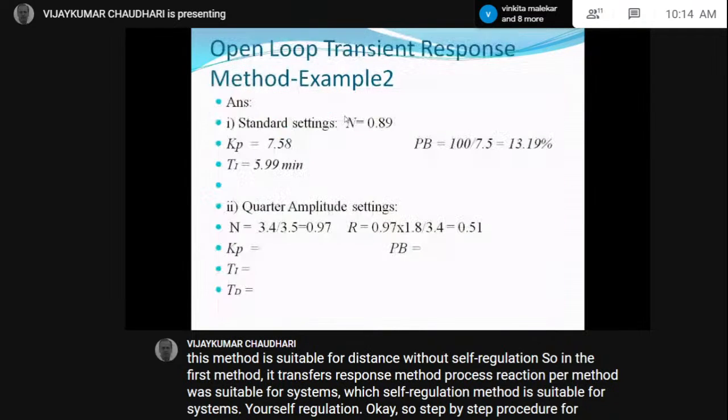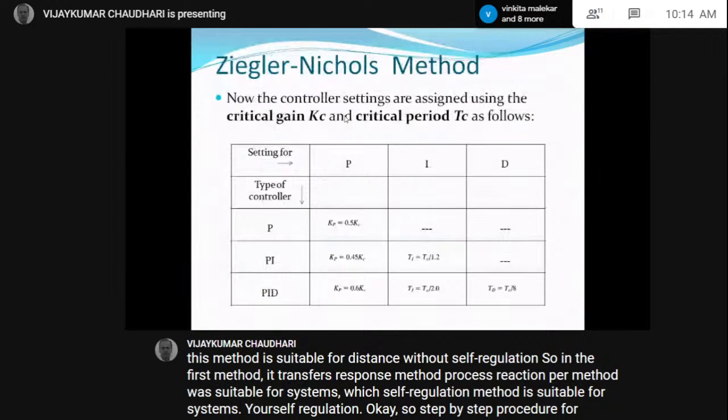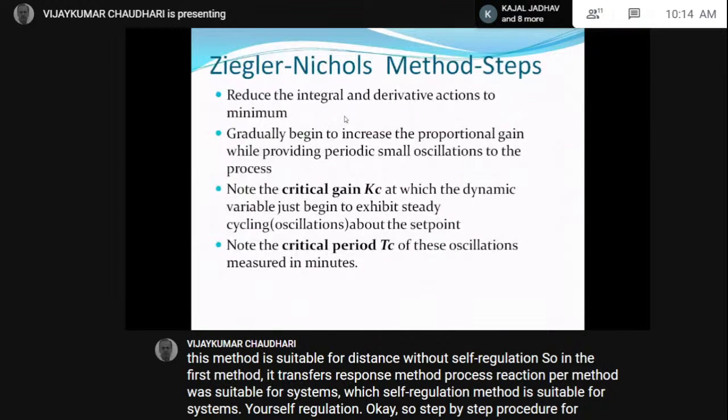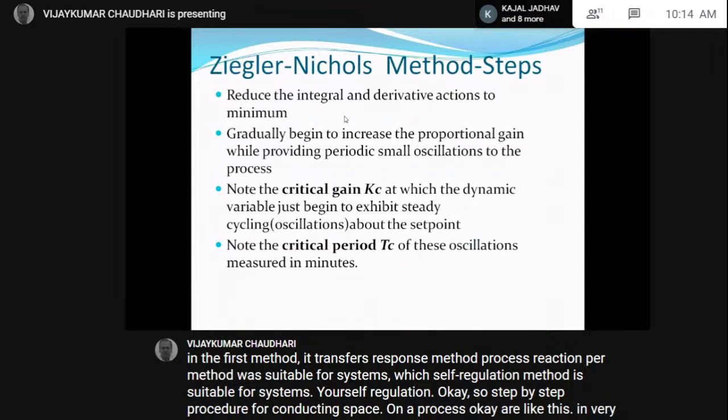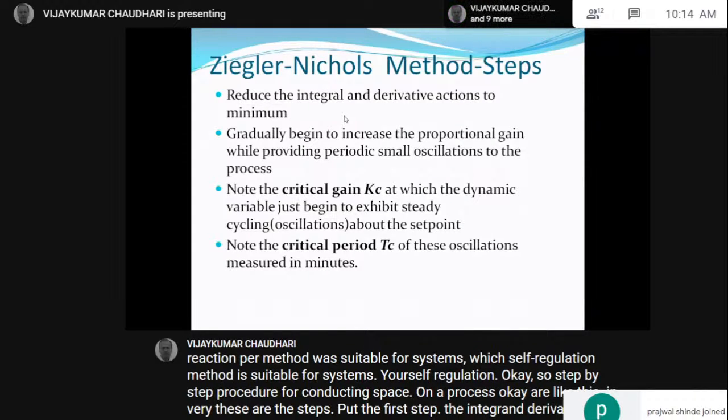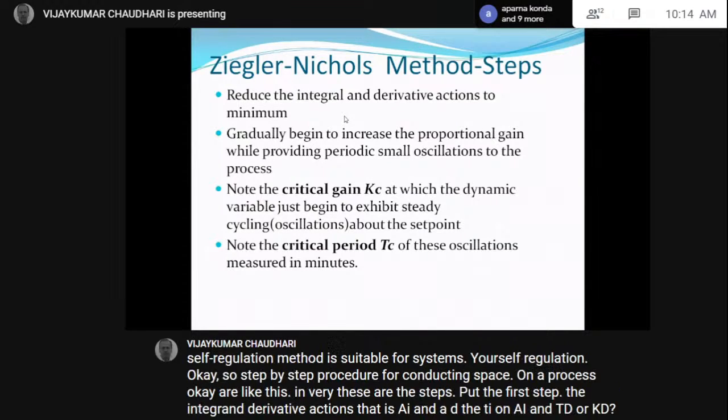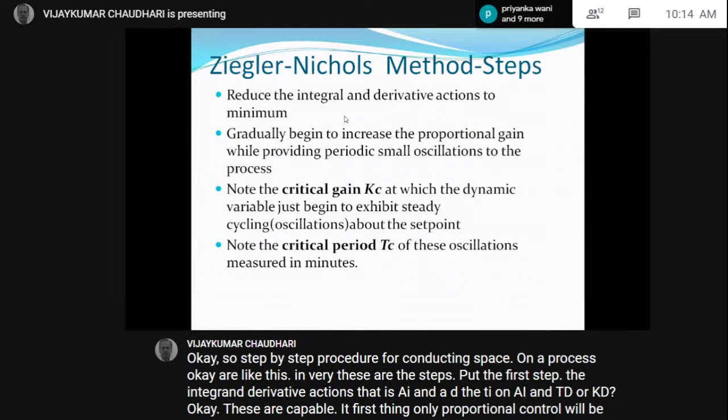So these are the steps. For the first step, the integral and derivative actions, that is Ki and Kd, or Ti and Td, are kept at minimum. So only proportional control will be active. Both integral and derivative controls will be inactive. Right? So this is the first step.